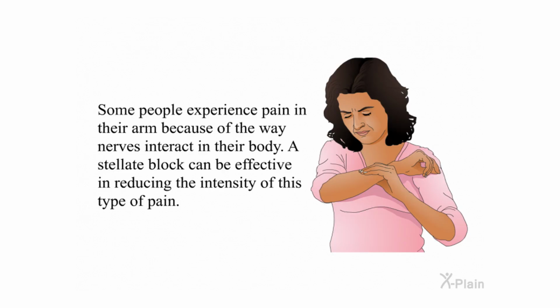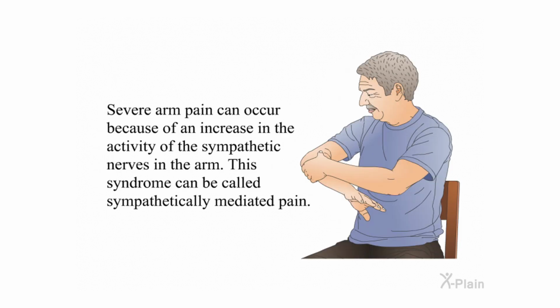Summary. Some people experience pain in their arm because of the way nerves interact in their body. A stellate block can be effective in reducing the intensity of this type of pain. Severe arm pain can occur because of an increase in the activity of the sympathetic nerves in the arm. This syndrome can be called sympathetically mediated pain.